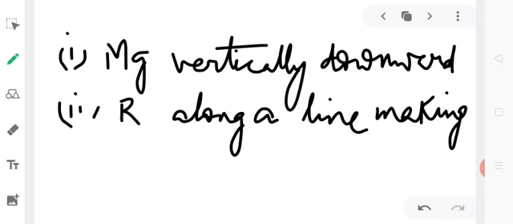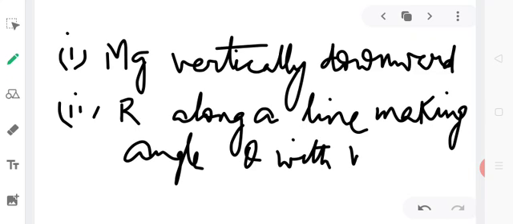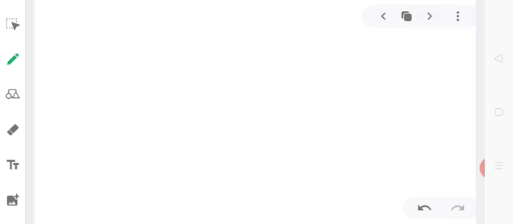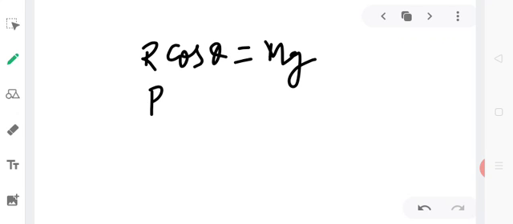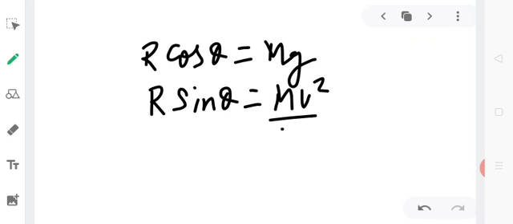making an angle theta with the vertical. Now the vertical component R cos theta of the normal reaction R will balance the weight of the cyclist, while the horizontal component R sin theta will provide the necessary centripetal force to the cyclist. So we may write R cos theta equal to mg and R sin theta equal to m v square by r.